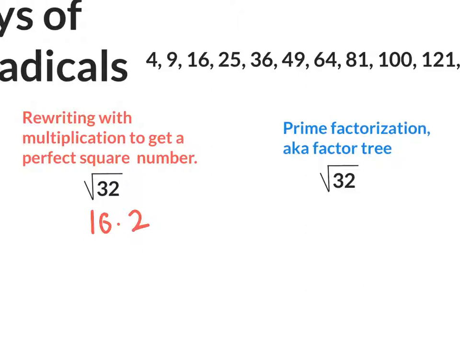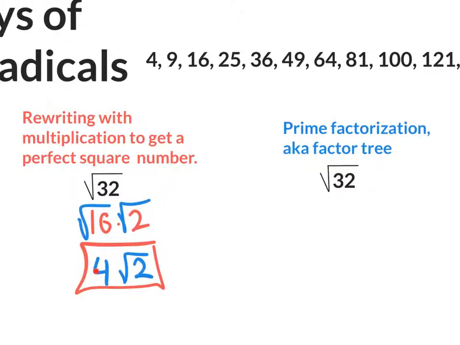And from there, we split the root. So I could do the square root of 16, which is 4. And the square root of 2 stays the square root of 2. And that's it. You can't really do anything else with this 4. It's a nice number 4. It's not the square root of 4. Are you guys with me? If you understand that, that's great. If you're good at simplifying radicals by thinking of this list and using multiplication to rewrite it to get a perfect square number, that's great. Let's say you're struggling with that.